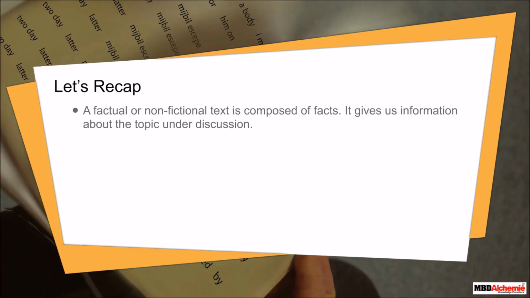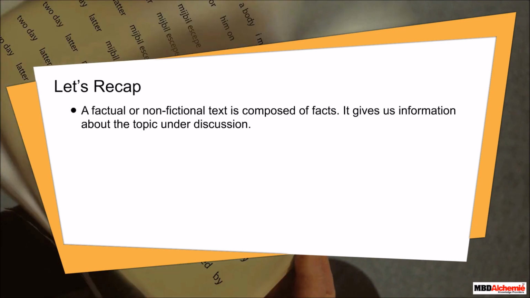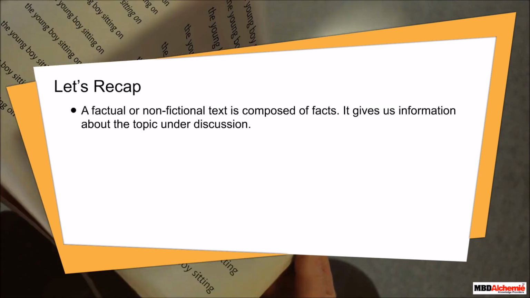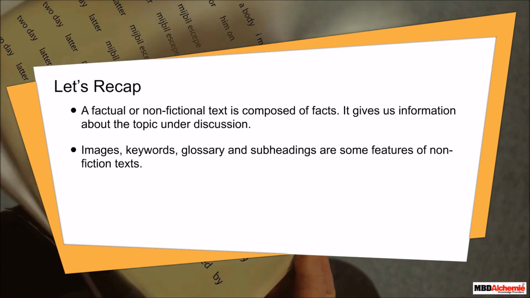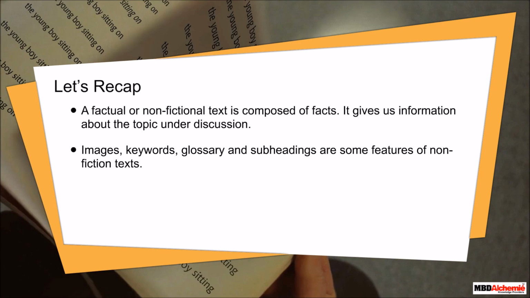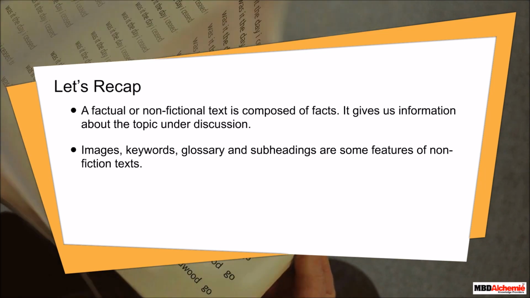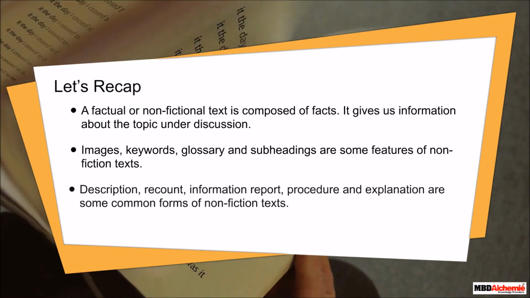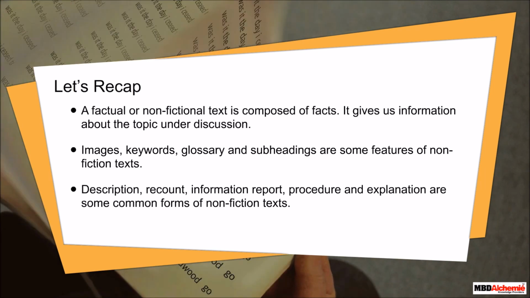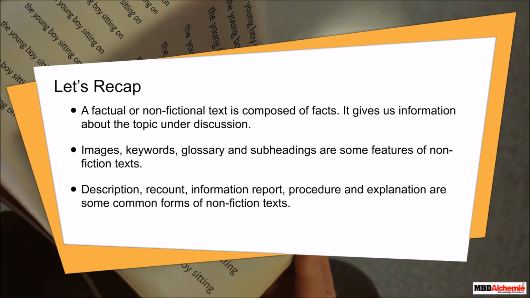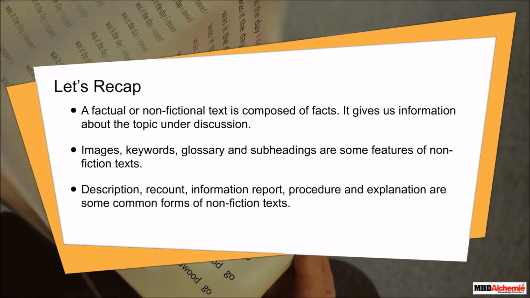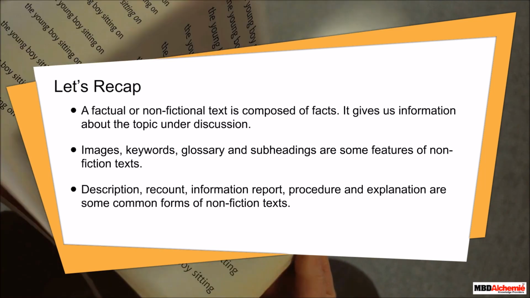Let's recap. A factual or non-fictional text is composed of facts. It gives us information about the topic under discussion. Images, keywords, glossary, and subheadings are some features of non-fiction texts. Description, recount, information report, procedure, and explanation are some common forms of non-fiction texts.